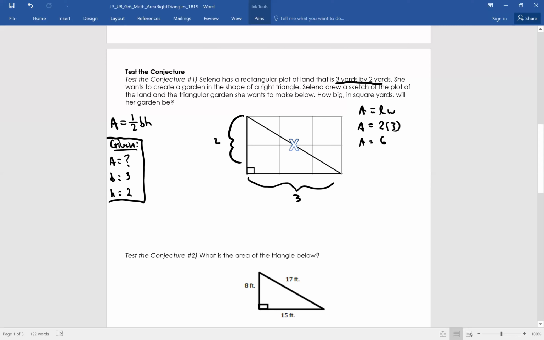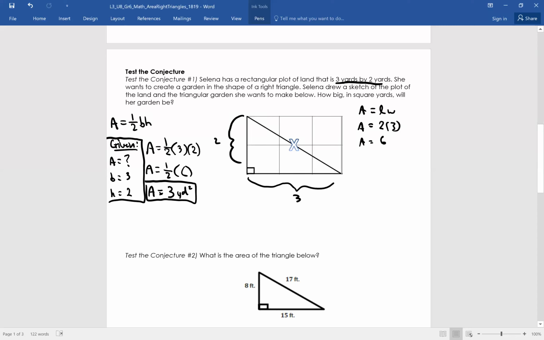Now I can do my substitution. A is equal to 1/2, our base is 3, our height is 2. And now I can just do some quick computation. 1/2 times, you can do this one in your head, times 6. And 1/2 times 6 should give you 3. So the area will be 3 yards square or 3 square yards.